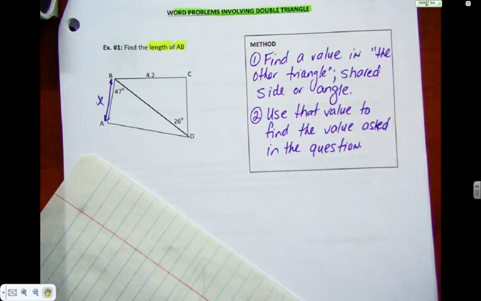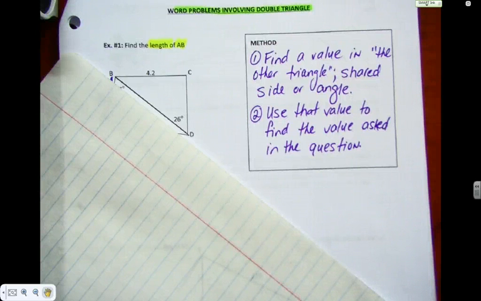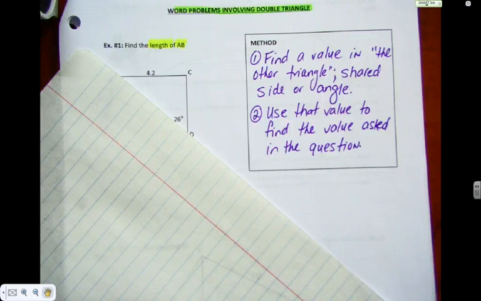So they're just typically two-steppers. You have to use one triangle to find something, then use that something to find what you actually want to know. Visual people, sometimes it's helpful to cover half the diagram because then your brain doesn't see as much stuff and tends not to get as confused. If this doesn't work for you, don't do it.